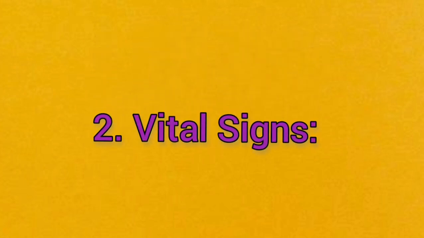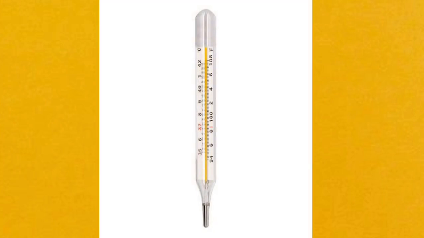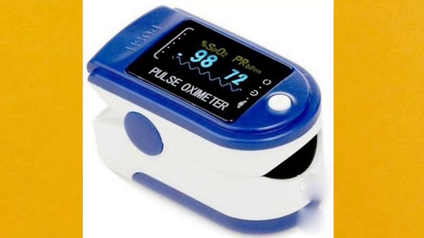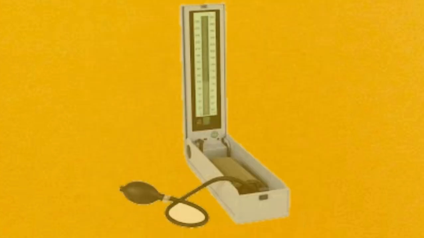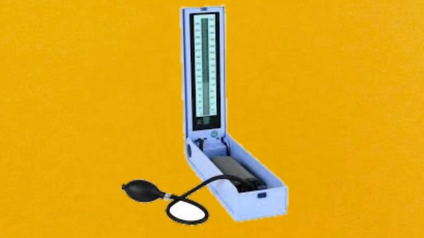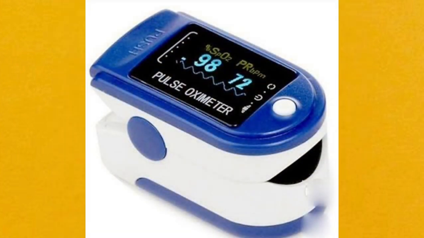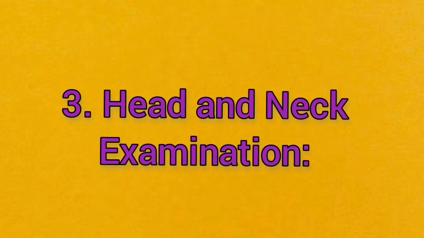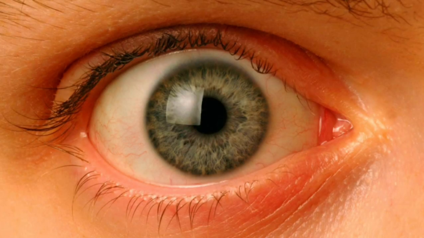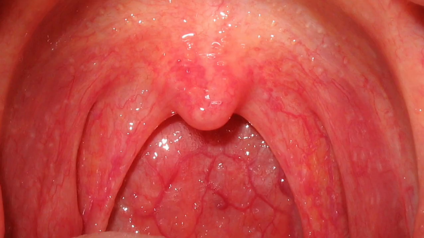2. Vital signs. Measure vital signs including temperature, pulse, palpate the radial pulse for rate, rhythm, and character. Blood pressure. Respiratory rate, count the number of breaths per minute. Oxygen saturation, use a pulse oximeter to measure oxygen saturation levels. 3. Head and neck examination. Inspect the head and scalp for lesions, scars, or abnormalities. Palpate the skull for tenderness or deformities. Assess the eyes, ears, nose, and throat for any abnormalities.